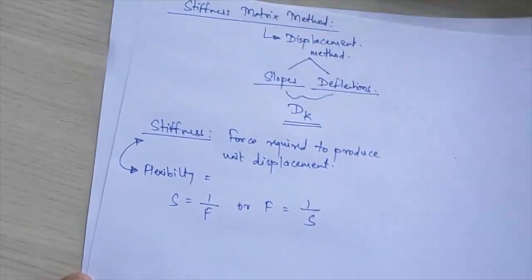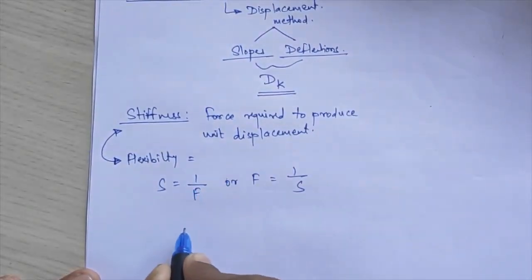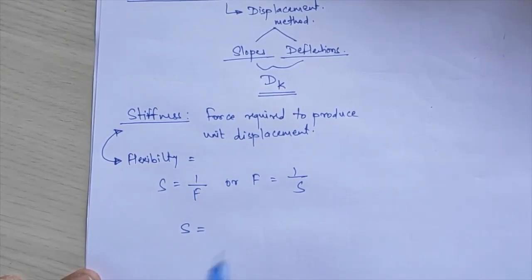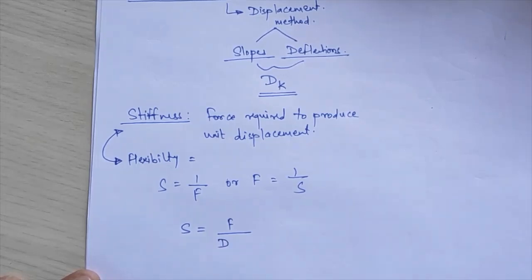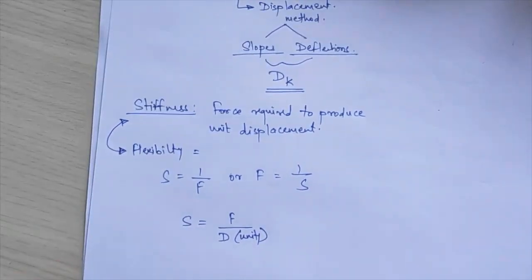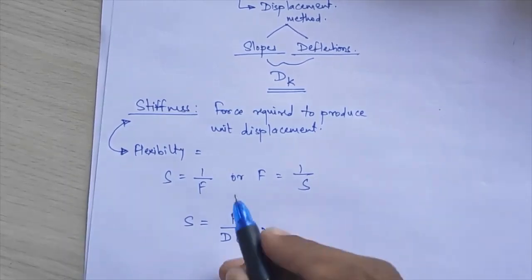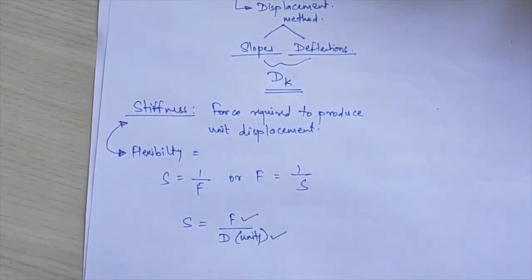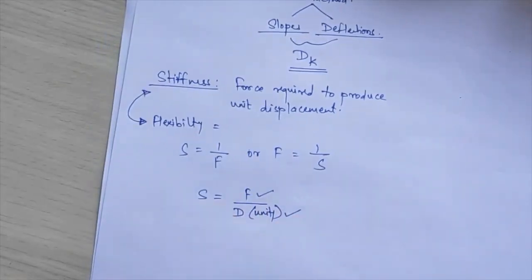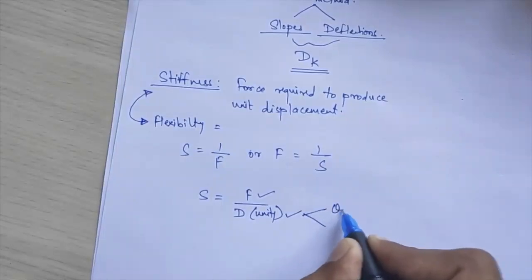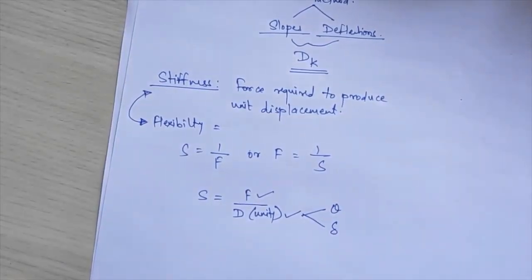So if you want to write stiffness in numerical form, I'll write stiffness is equal to the force produced, that is, suppose F force is produced to produce a unit displacement, and that unit displacement here will be unity. So I'll call this D as unity. So S is equal to F upon D, that is stiffness is equal to force per unit displacement. So here you have to apply the unit displacement. Those will be in the forms of theta and delta. Right.